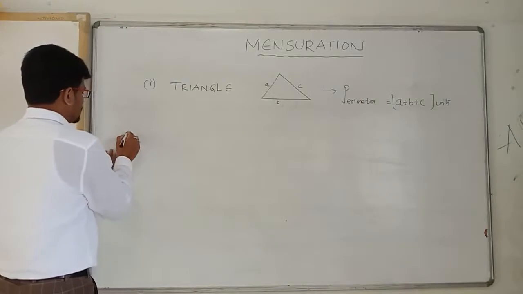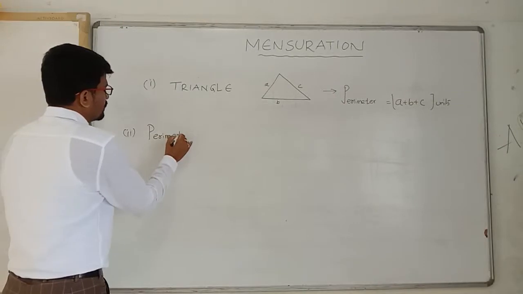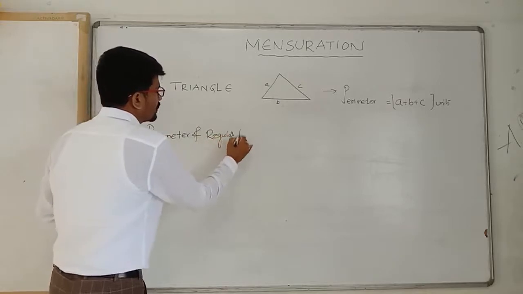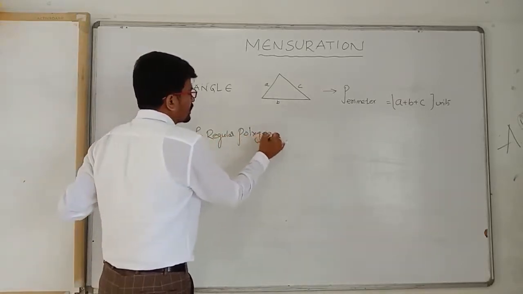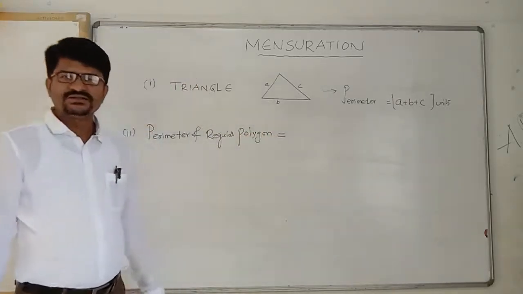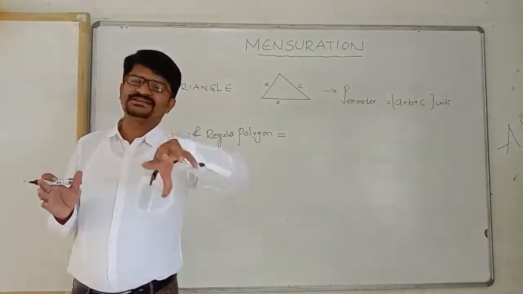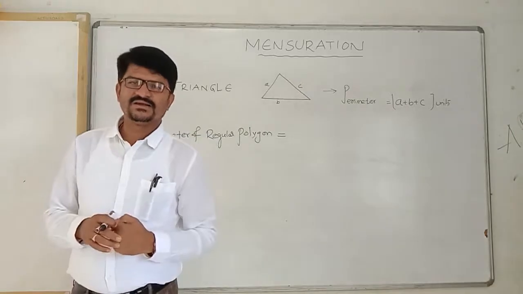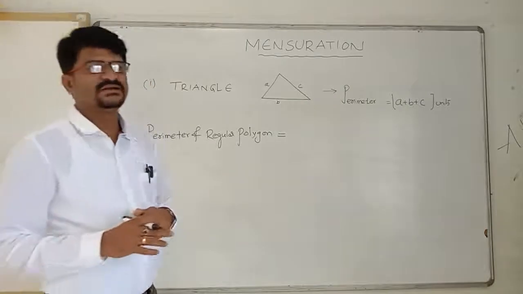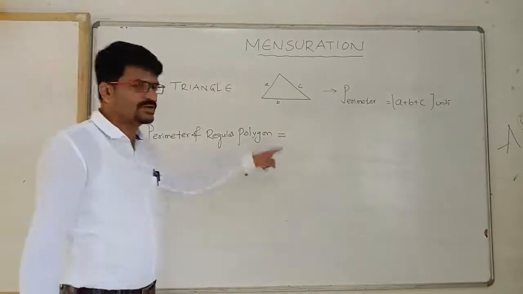Now, second formula, perimeter of regular polygon. Sir, what is this regular polygon? What is a polygon? It is a simple closed figure with line segments. Regular polygon means all the line segments should have equal length. Whenever all the lengths are equal, then it comes under the regular polygon.